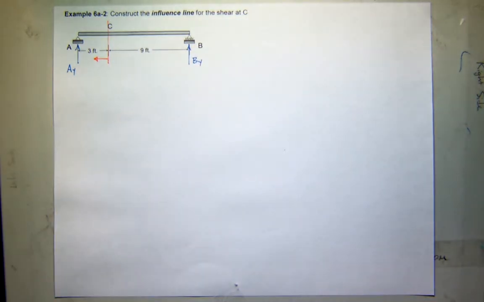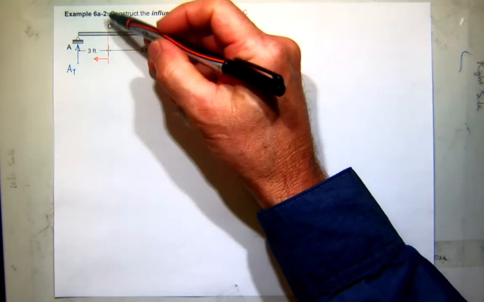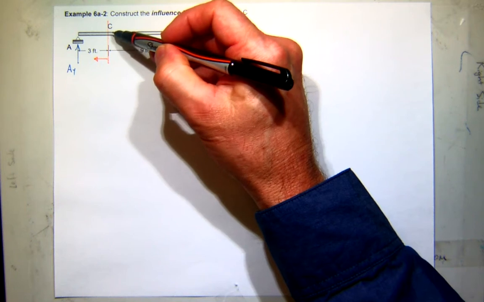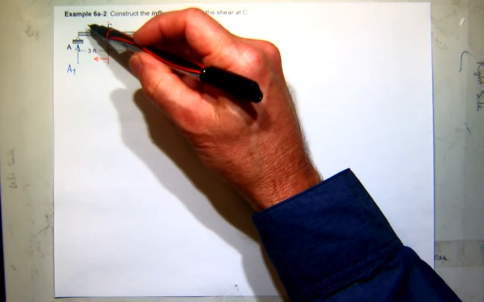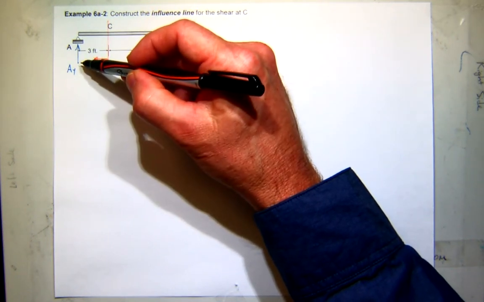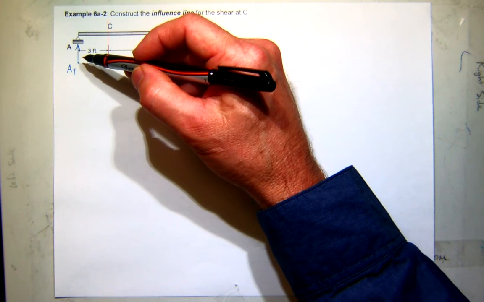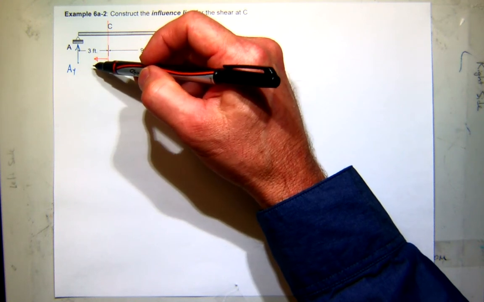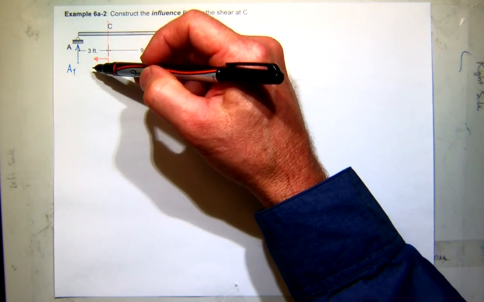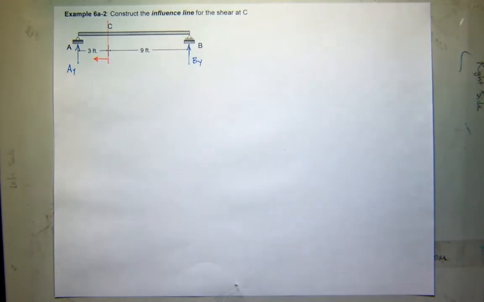So the first thing I need to do before I can cut the structure and look at the internal shear, since I'm working the left-hand side, I need to find the reaction at A. So this problem is going to require me to find the influence line for AY just to get started. So let's do that first.